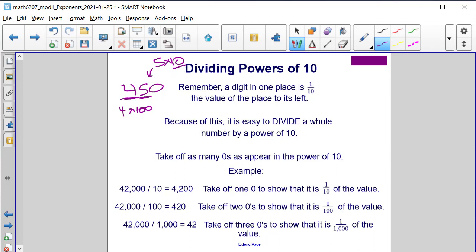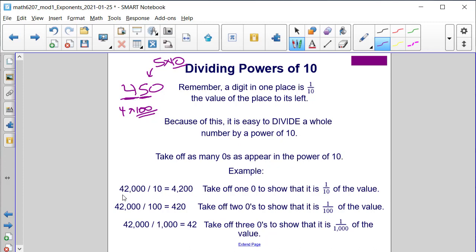Well, 10 is 1/10 of 100. That's what this first sentence is explaining. Because this occurs, it is easy to divide a whole number by a power of 10. Simply take off as many zeros that appear in the power of 10.